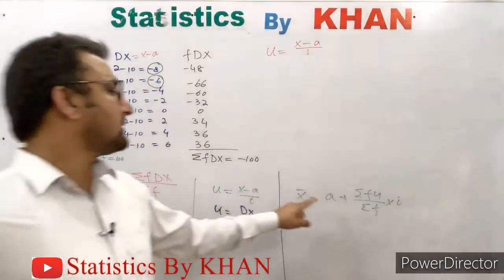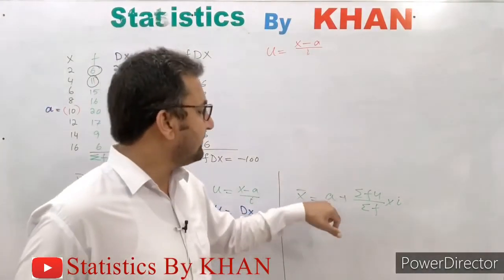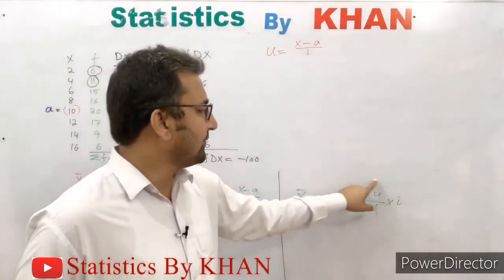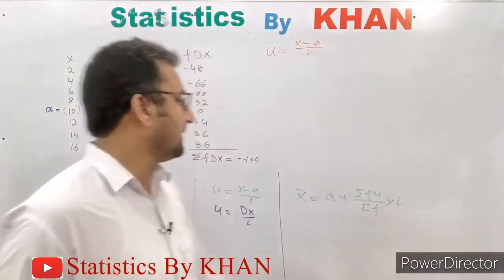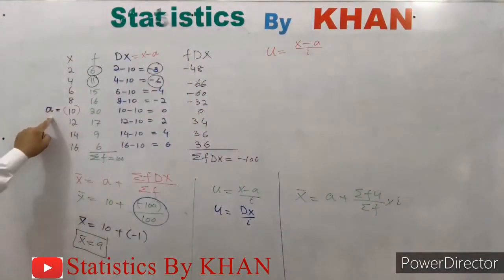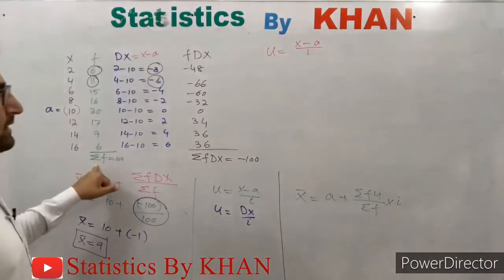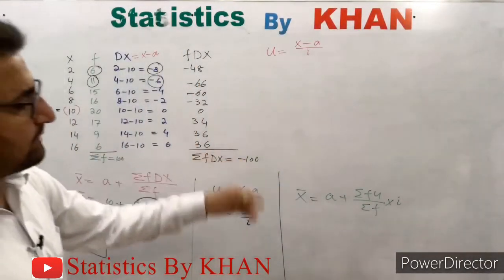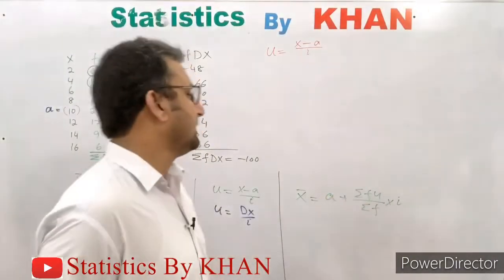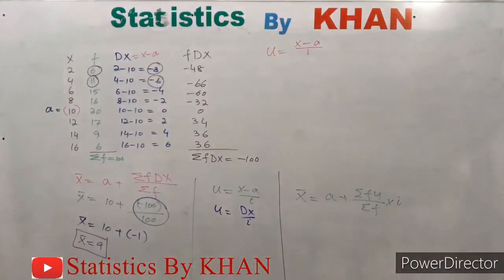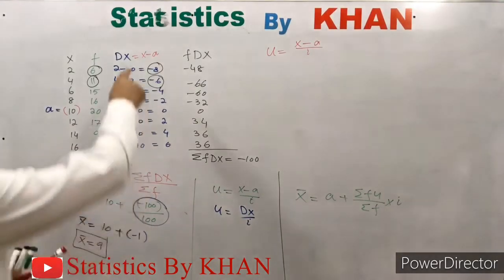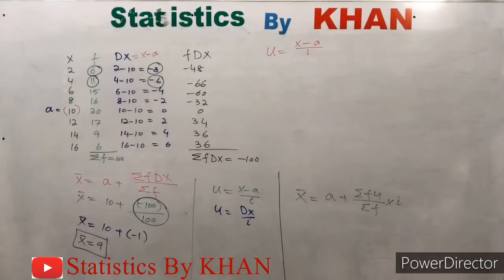Now, if we focus upon this formula, what do we need? We need a, we need summation fu, we need summation f and I. So a is already there, summation f is already there, and summation fu. Summation fu is not available. So now we will find the u column. What is u? X minus a divided by I. So this is the x minus a column. Now we will construct u.